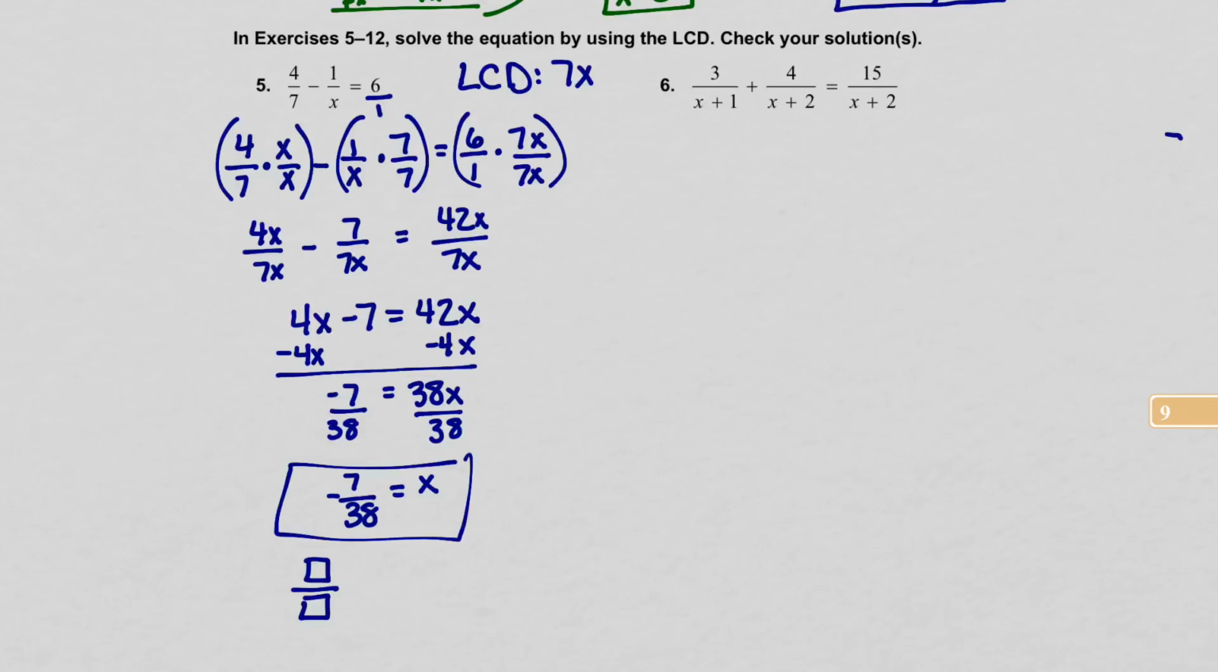And this does check out. You do need to check your solutions to make sure none of the denominators turn into 0, and this one wouldn't, so that is correct.